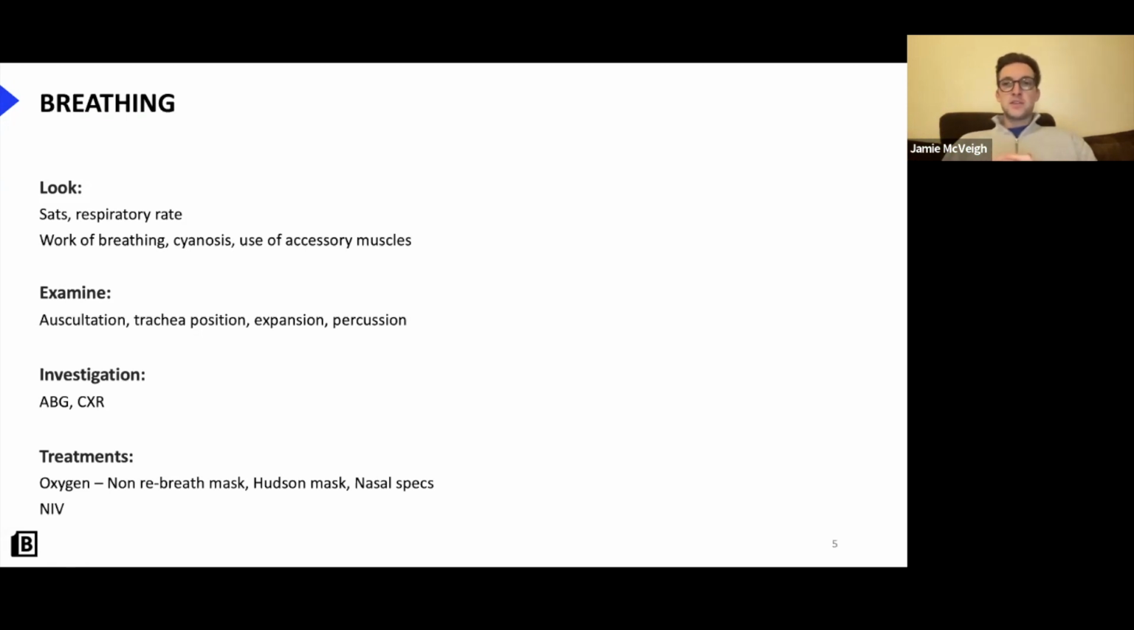You can percuss to feel for whether the sound is hyper-resonant, which would indicate a pneumothorax, or hypo-resonant, which would indicate some fluid in the lungs, such as an effusion or a hemothorax. Get a gas if their SATs have dropped, and importantly, treat them with oxygen, because even if they are in type 2 failure, or you're worried about type 2 failure because they've got COPD, hypoxia kills someone quicker than hypercapnia. Okay. So initially treat with oxygen before you get more senior help.